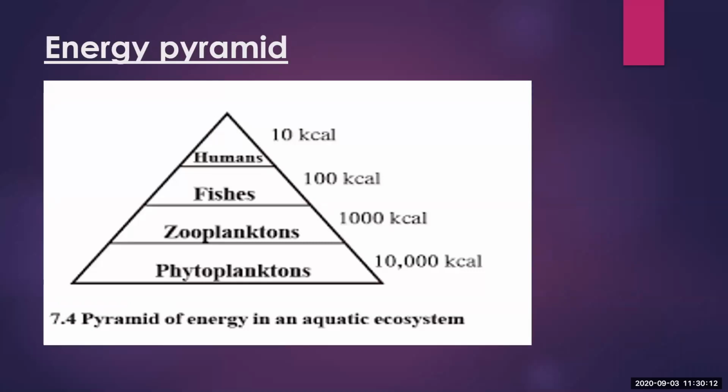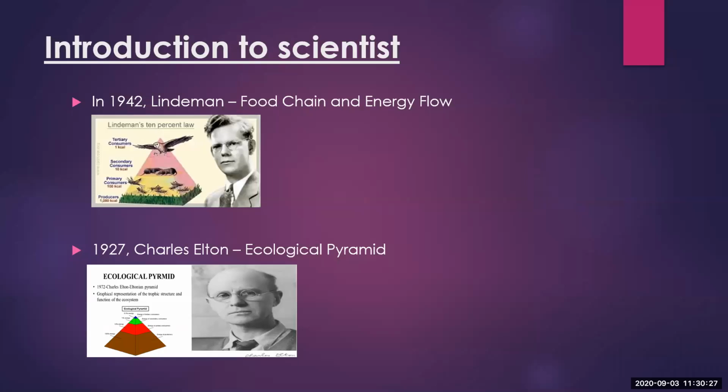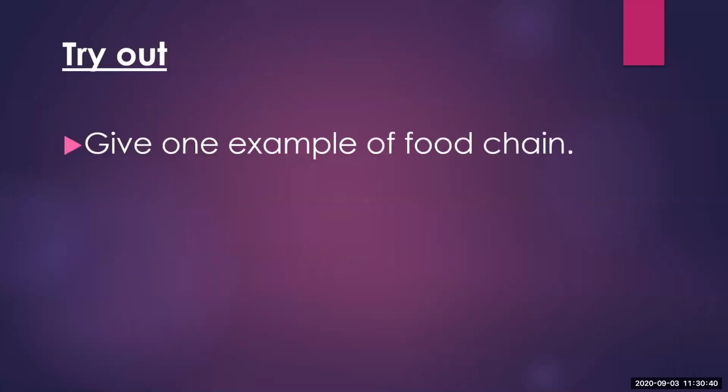And in the energy pyramid, as you go above, see the pattern, how is the pattern? At the base there is more amount of energy. As you go further, the energy decreases. So this pattern is known as energy pyramid, which was developed by scientist Charles Elton, and it is also known as Eltonian pyramid. And food chain and energy flow is by scientist Lindemann in the year 1942.